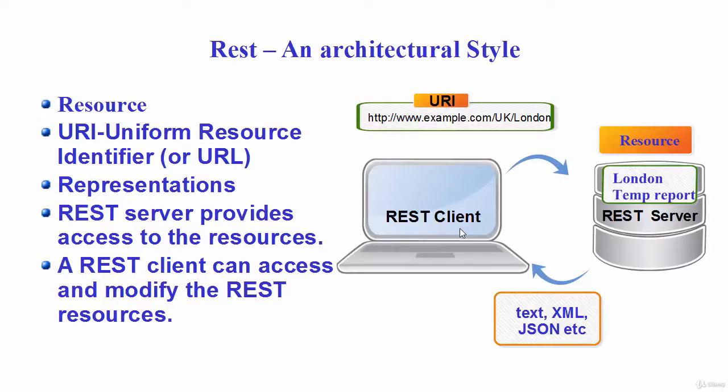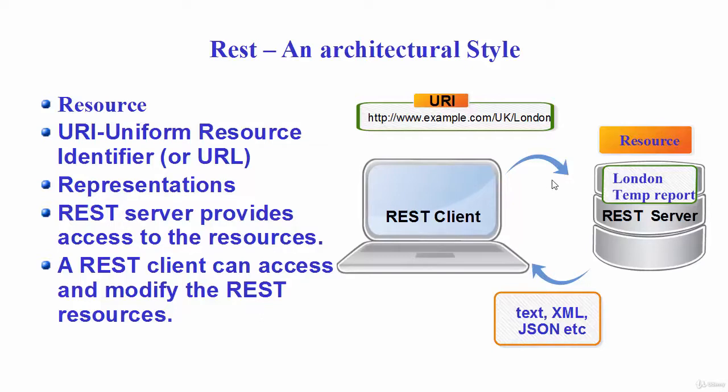So in REST based architecture, you have a REST server which provides access to the resource. For example, this is our REST server which provides access to the resource which is there in the database or in some form of records. On the other hand, we have a REST client which is used to access and modify the REST resource. Now in REST architecture, every resource should support the HTTP common operations.